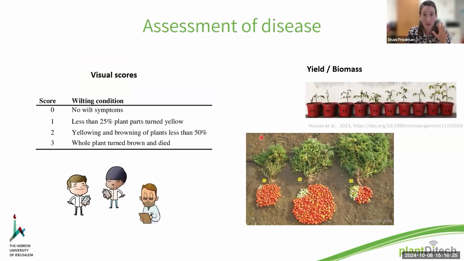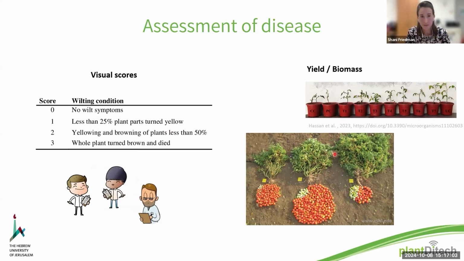Looking at the literature, there are 2 main ways to assess diseases. Usually, an experimenter visually inspects the plants and gives them a score. 0 means no symptoms, and 1, 2, 3 indicate various degrees of yellowing. However, this method can be inaccurate since it's subjective, and I've seen some works talking about the problematic nature of visual subjective scoring. The other main method is measuring yield or biomass at the end of the experiment. However, I feel this misses some of the disease dynamics because it's only at the end, like 1 point.